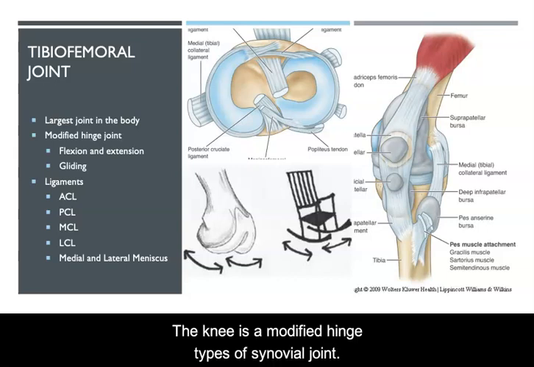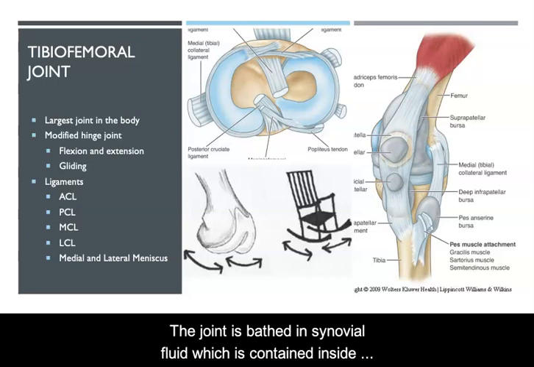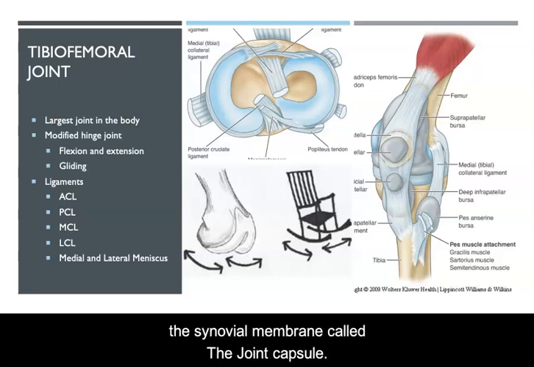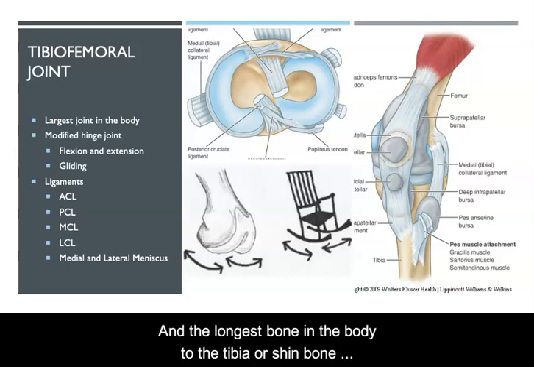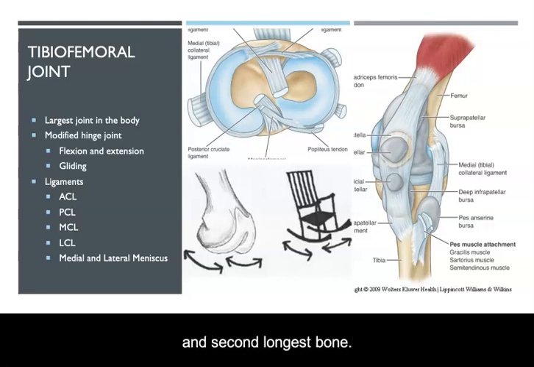The knee is a modified hinge type synovial joint. The joint is bathed in synovial fluid, which is contained inside the synovial membrane, called the joint capsule. The knee joint connects the femur, our thigh bone and the longest bone in the body, to the tibia, our shin bone and second longest bone.